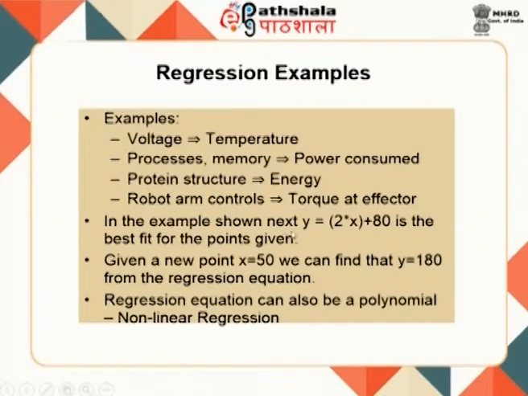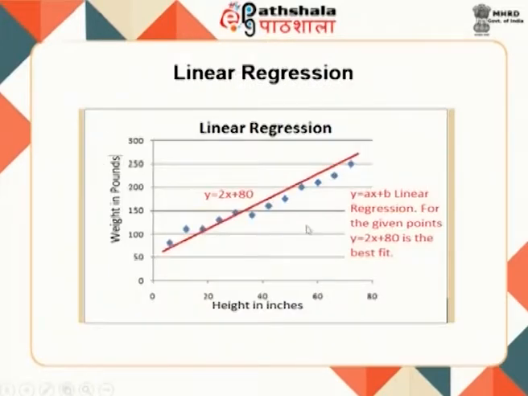In an example shown next, y is equal to 2x plus 80 is the best fit for the points given. Given a new point, we can find that y is equal to 180 from the regression equation. It can also be a polynomial. So, for example, here this is the linear regression for the given points, y is equal to 2x plus 80 is the best fit for these points. So, given 50, you can find the approximate value. So, this is weight in points and height in inches, this is the obesity ratio.